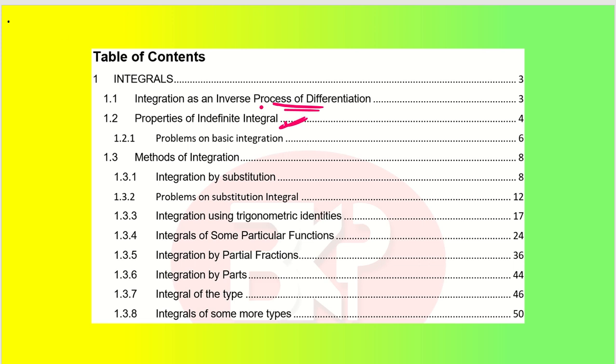Then we'll proceed with methods of integration. First of all we'll understand integration by substitution. Then we'll see problems on substitution as well. Then we will see integration using trigonometric identities like sin theta, cos theta, tan theta. Trigonometric identities are very important. We'll go ahead with some particular functions, like a square root function. Then we will see integration by partial fractions.